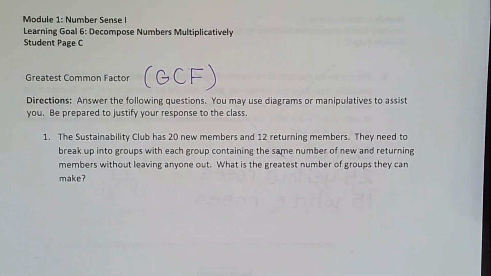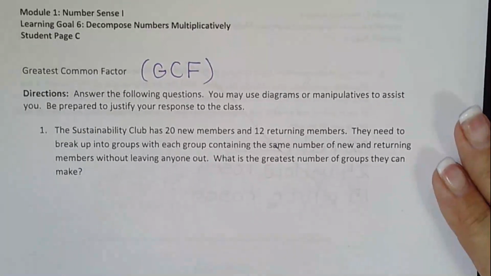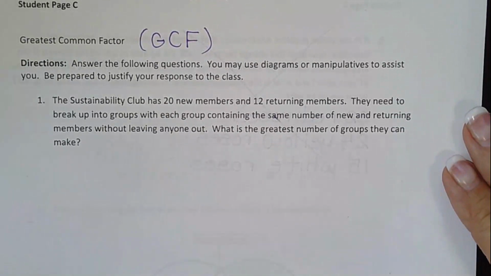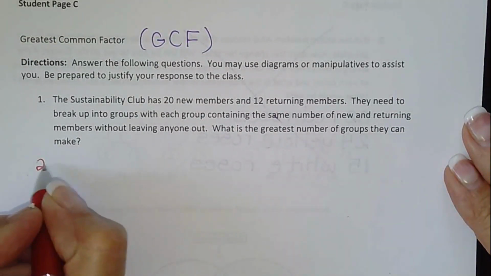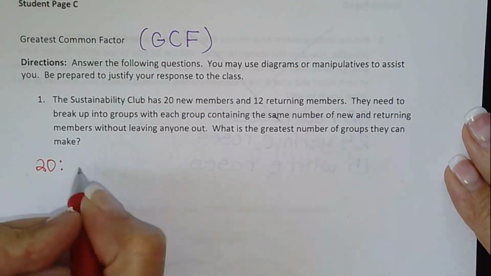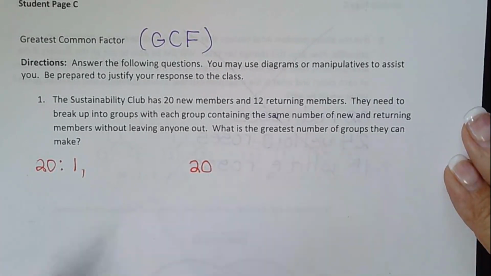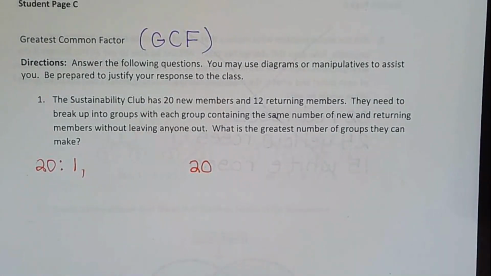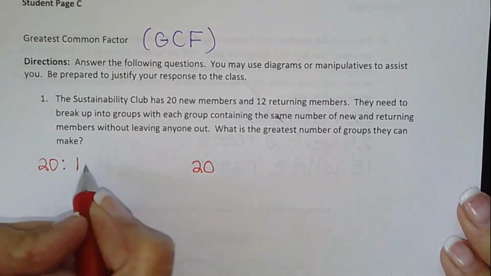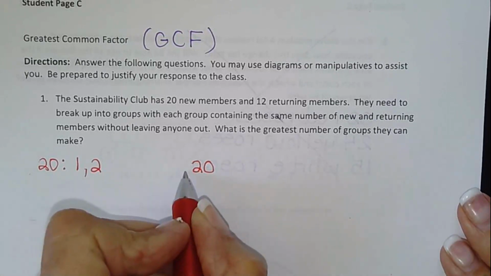So for me, the easiest way is I like to just list the factors until I meet in the middle. So for instance, for 20, I know the first factor is 1 times 20. And I put 20 out here. And then I just go down the list until I meet in the middle. So 2 goes into 20 and it goes in 10 times.